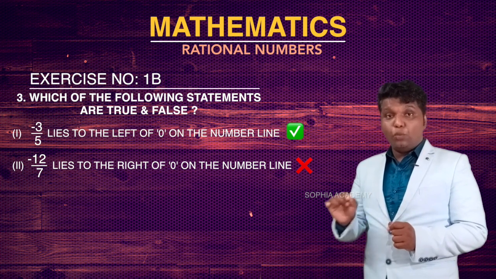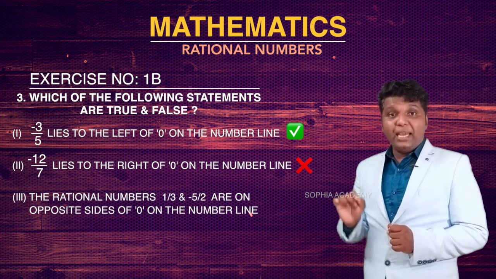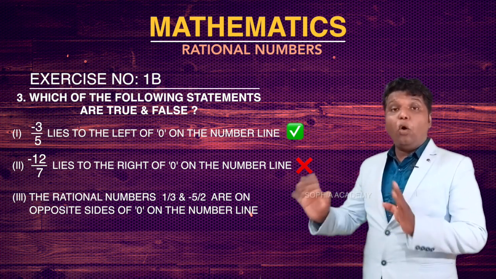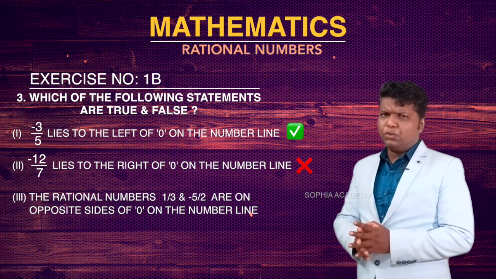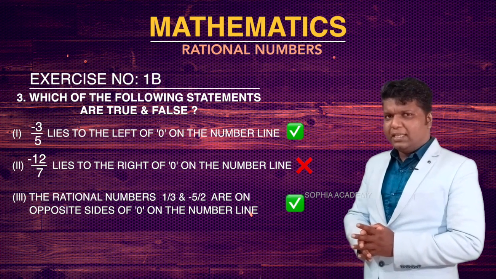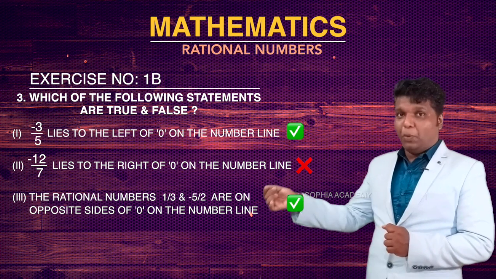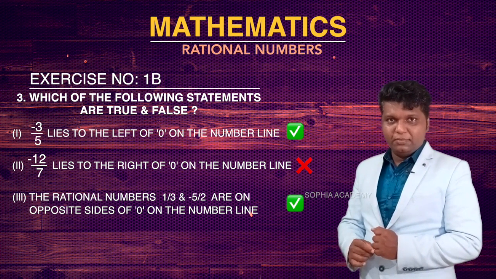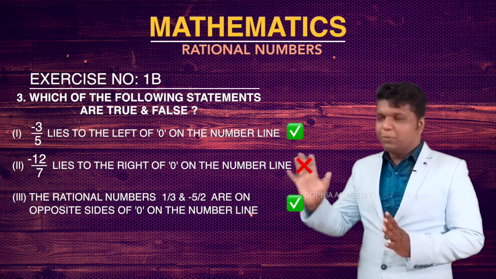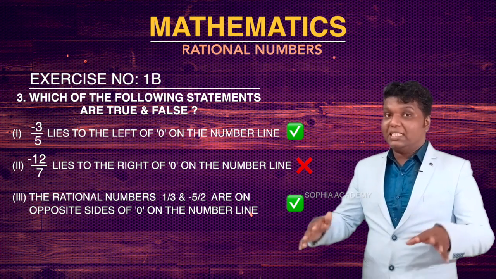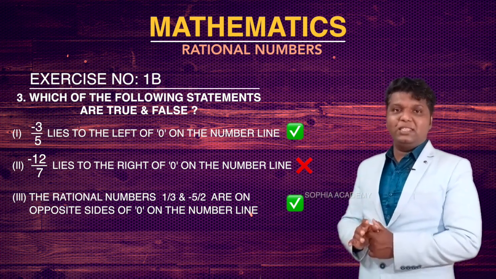The rational numbers 1 by 3 and minus 5 by 2 lie on the opposite sides of the number line. Is it true? Definitely yes, because one number is positive and another number is negative. Keep that much in your mind. Whatever the number is, it doesn't matter, just focus on the signs which are given.